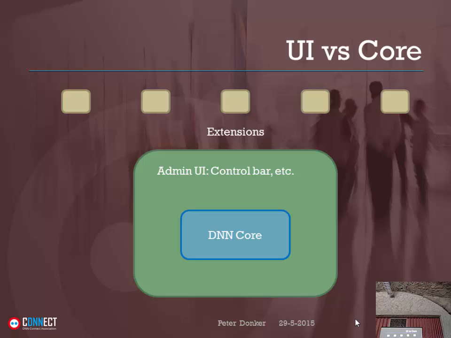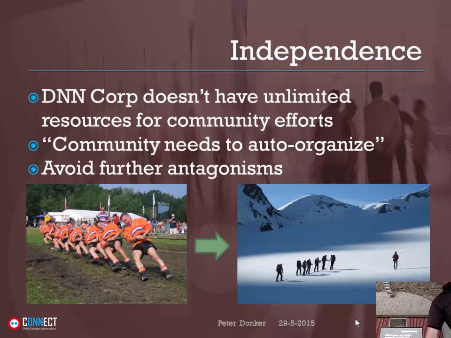Certainly, Joe and Charles are friendly to that. So where the red line is, that would be what is specific to the distribution. And you would just have the DNN core that is common between us and DNN core. Now, independence.